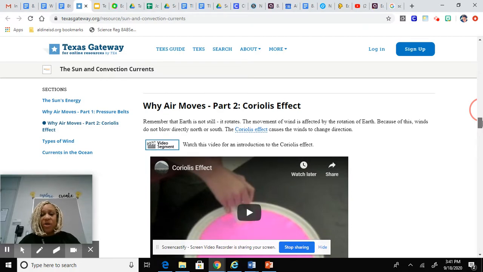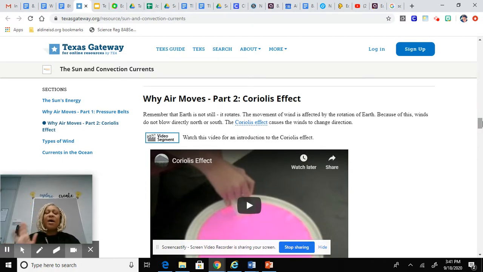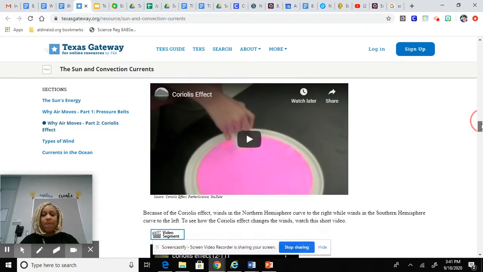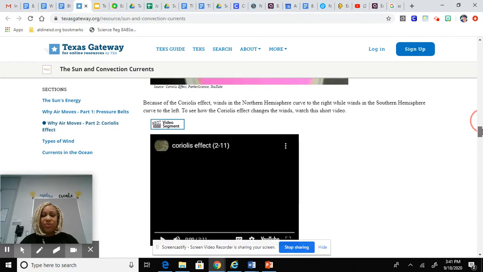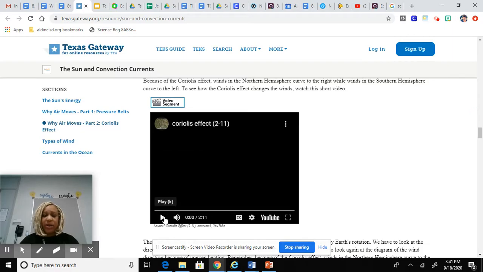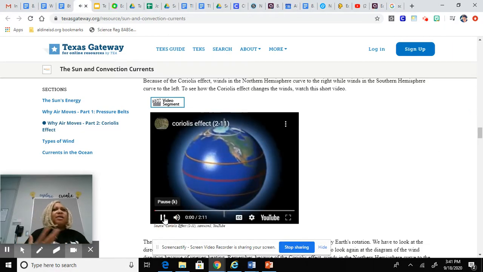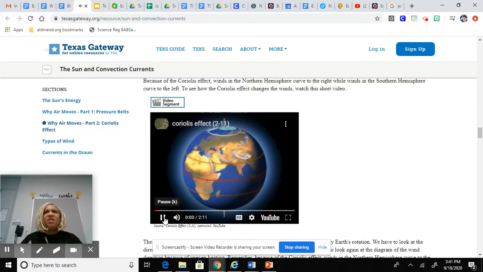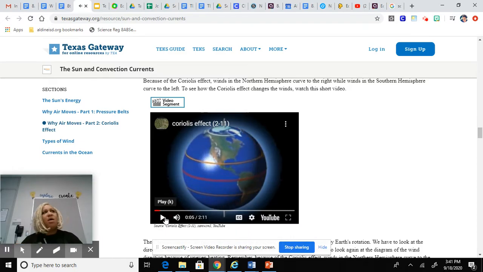So why air moves, part 2, Coriolis effect. Now, about the Coriolis effect, and I'll let you watch this on your own, but just to show you really quickly, when we think about the Coriolis effect, the best example that I can give you is the merry-go-round. So if you're on the merry-go-round and you're throwing a ball to someone across from you, will the ball go straight to that person or will it curve? There's another video in your lessons. I'll let you answer that on your own.